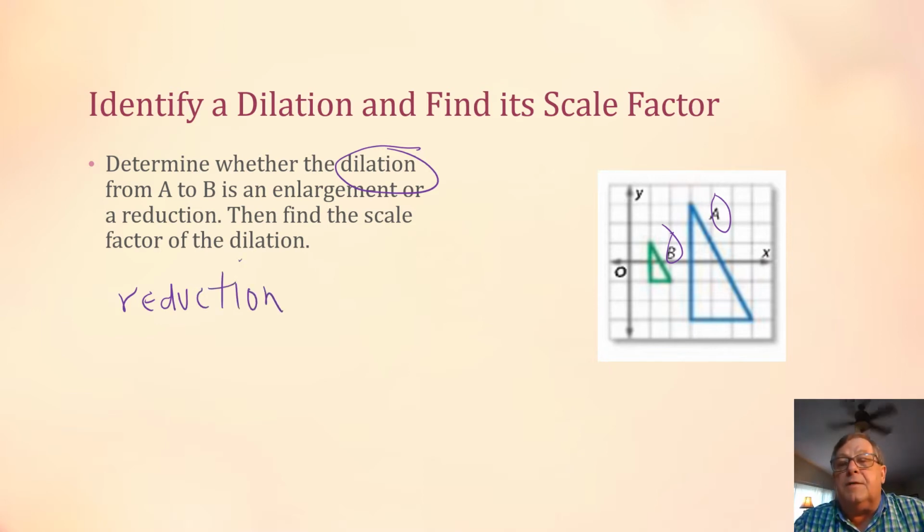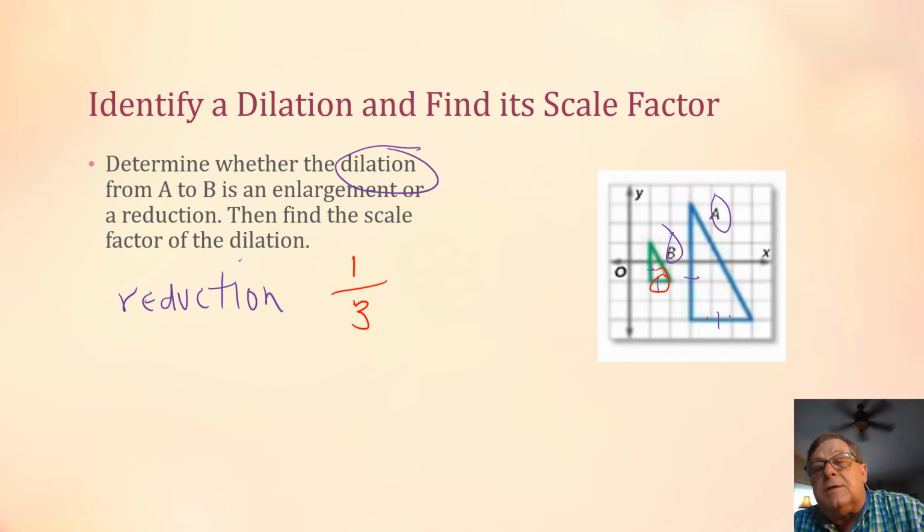And now all I got to do is find the scale factor. And I got a couple of things I could check since these are both right triangles. I could check this side to that side, or I could check this side to that side. I'm going to do the easiest one. So I'm going to see, okay, here I've got a distance on this grid line on my image of 1. And on my pre-image, my original, I got 1, 2, 3. So I've got a 1/3 reduction, a scale factor of 1/3.